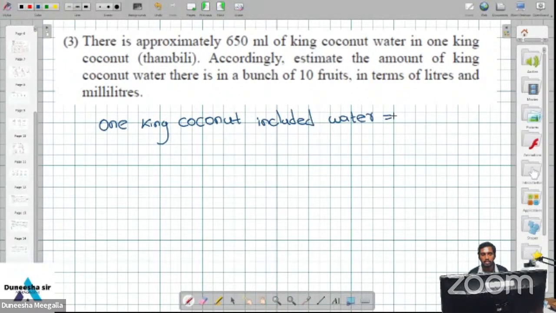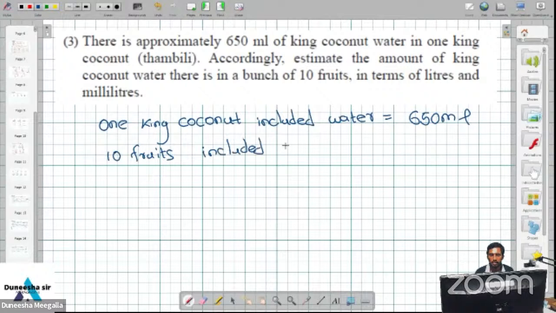How much king coconut water is in one king coconut fruit? 650 milliliters. And it asks for 10 fruits. 10 fruits include that water. 650 milliliters multiplied by which number? 10.